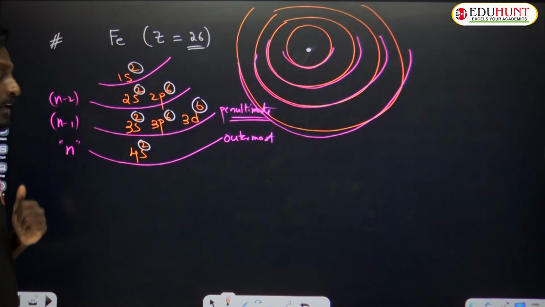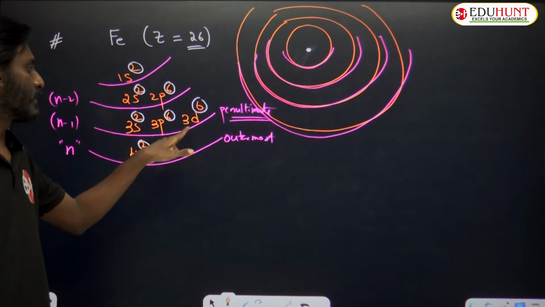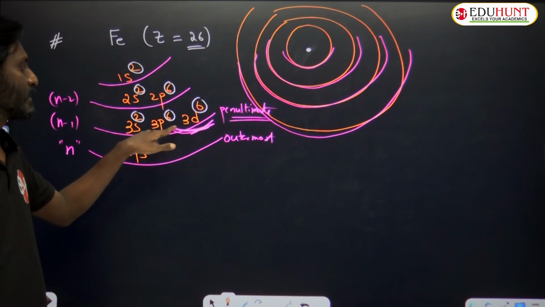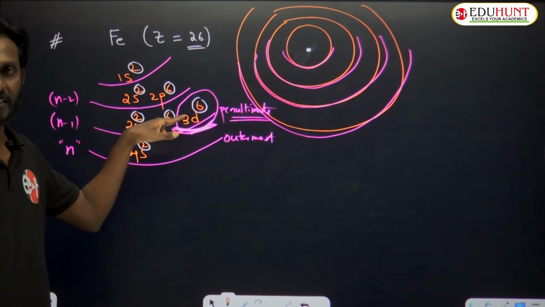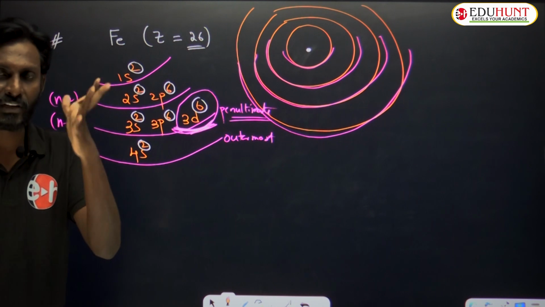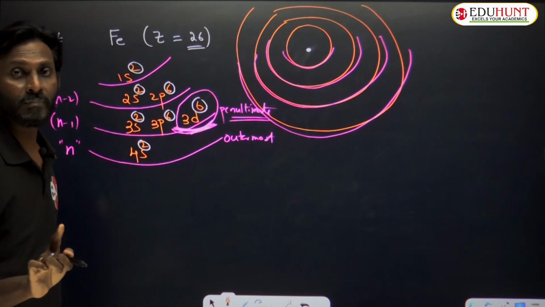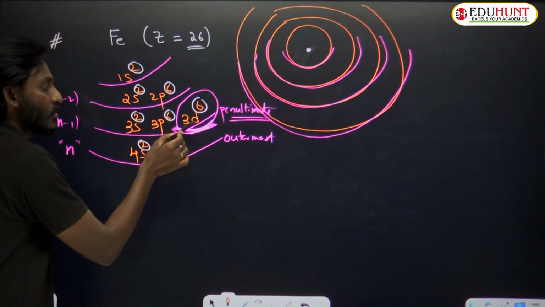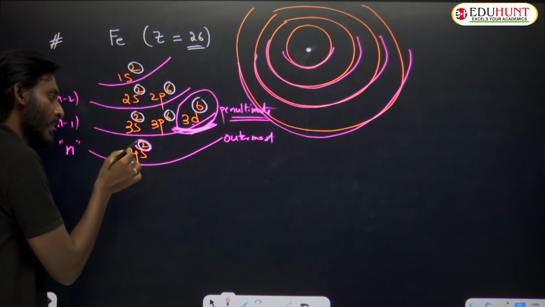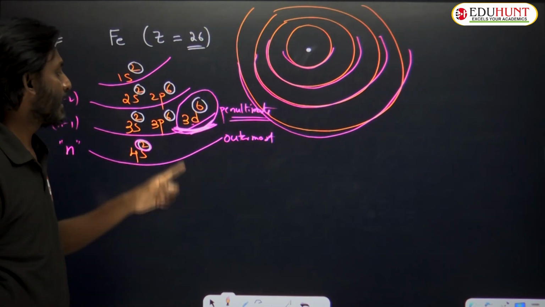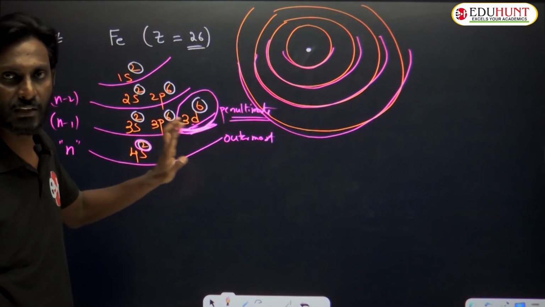But here some metals, I told you, some metals, which metals? The metals in which there is an incomplete d subshell. When the penultimate shell has d electrons, 3d, 4d, 5d, like that, then this atom can lose electrons from the penultimate shell also along with the outermost. That means these 2 electrons it can lose anyway, but along with it, it can lose 1 or more electrons from this d subshell also, depending upon the requirement.